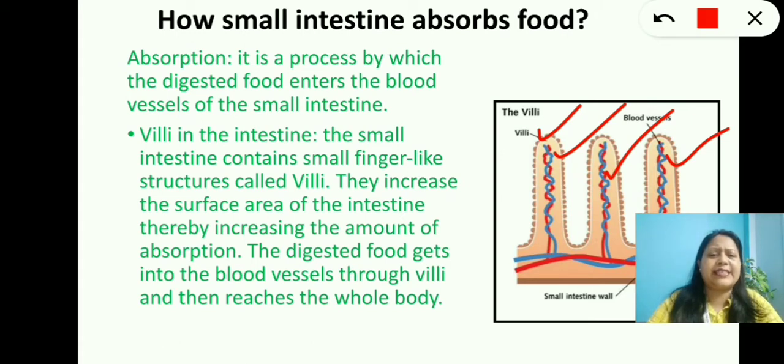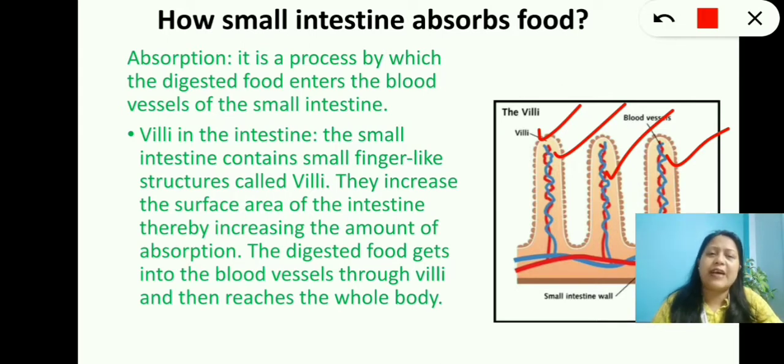Villi in the intestine. The small intestine contains small finger-like structures called villi. They increase the surface area of the intestine. Now what is the function of these villi? They increase the surface area of the intestine and thereby increase the amount of absorption. The digested food gets into the blood vessels through villi and then reaches the whole body.